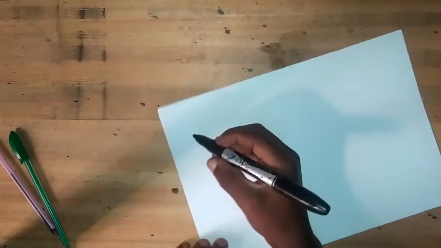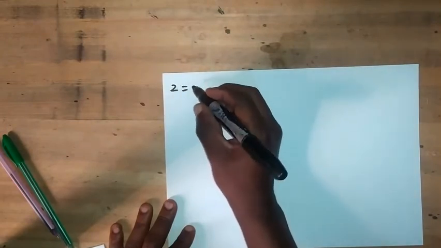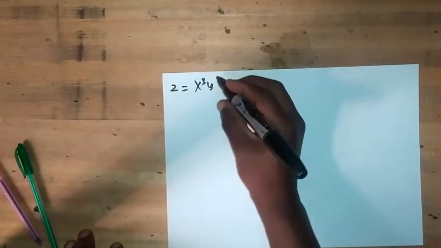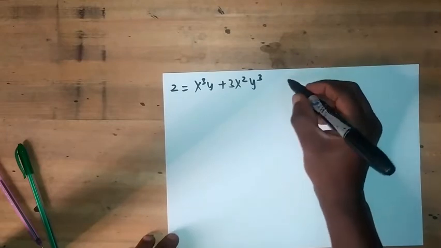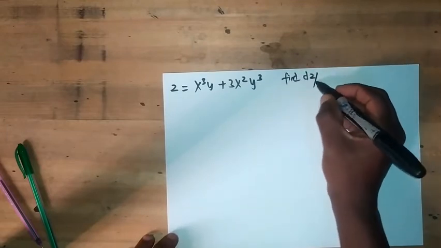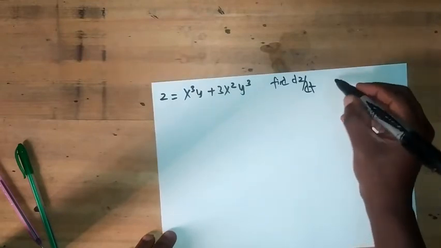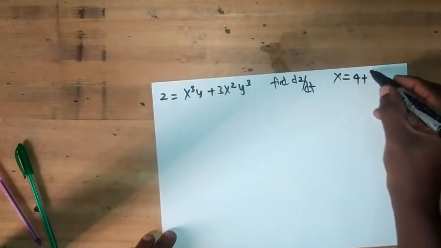Okay, unlike the mean squared error, the log loss is quite complex. To be able to find its derivative with respect to the coefficients, first let's do some advanced mathematics. Suppose that we have the function z equals x cubed y plus 3x squared y cubed. We're being told to find dz with respect to dt, where x equals 4 plus t squared.